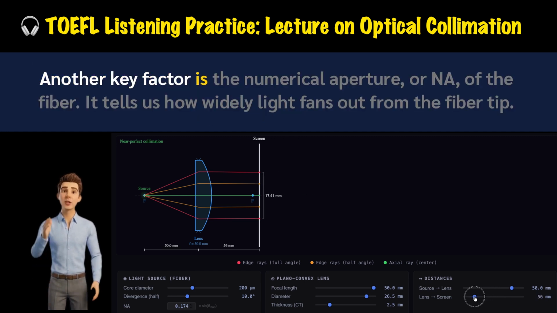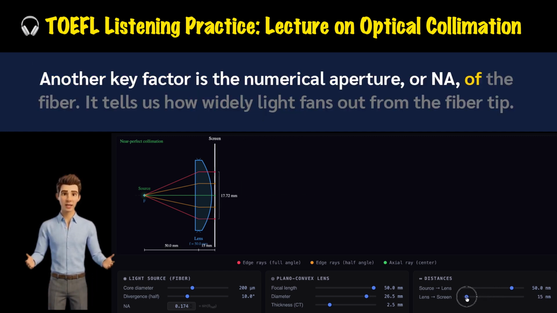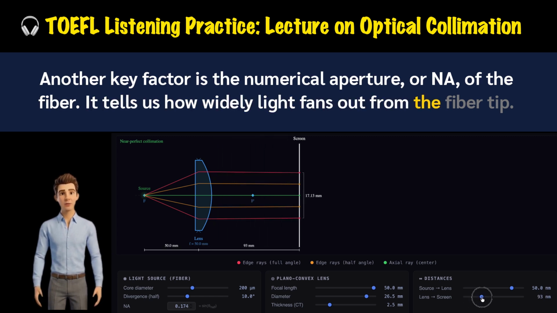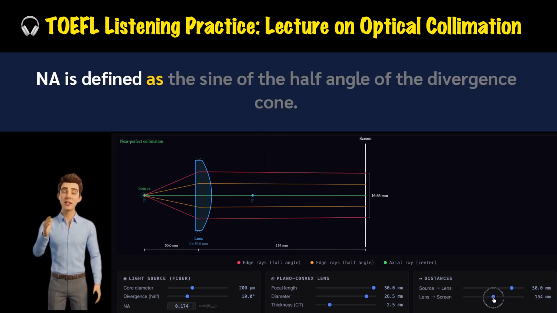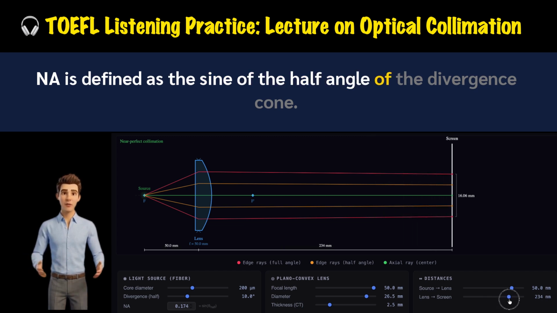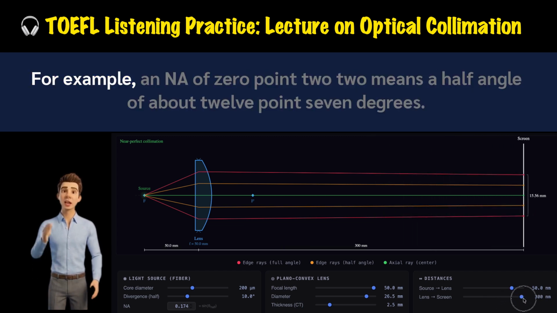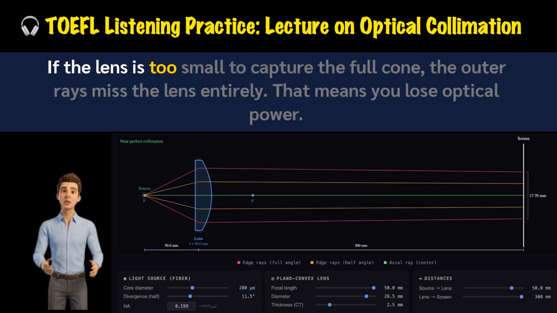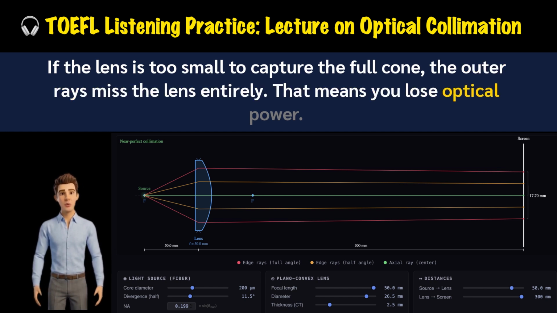Another key factor is the numerical aperture, or NA, of the fiber. It tells us how widely light fans out from the fiber tip. NA is defined as the sine of the half angle of the divergence cone. For example, an NA of 0.22 means a half angle of about 12.7 degrees. If the lens is too small to capture the full cone, the outer rays miss the lens entirely. That means you lose optical power.